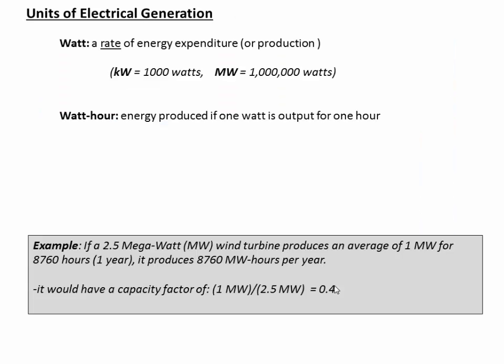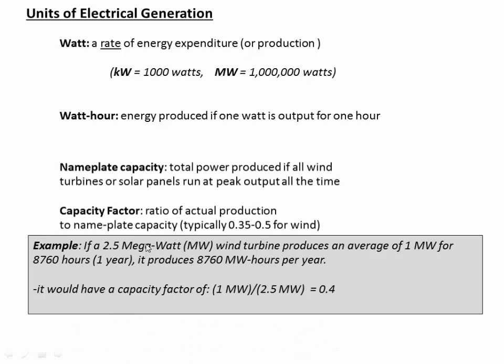One of the basic things you need to know, and this will also come up in lab, is units of electrical generation. If you want to talk electricity, what's the language that we speak? A very common term is watt. That's a rate of energy expenditure or a rate of electricity generation. So it's a rate of energy going in or out of something. Now, a watt hour is what you get if you produce that rate of energy for 1 hour. So you produce energy at a watt for an hour. That's a watt hour.